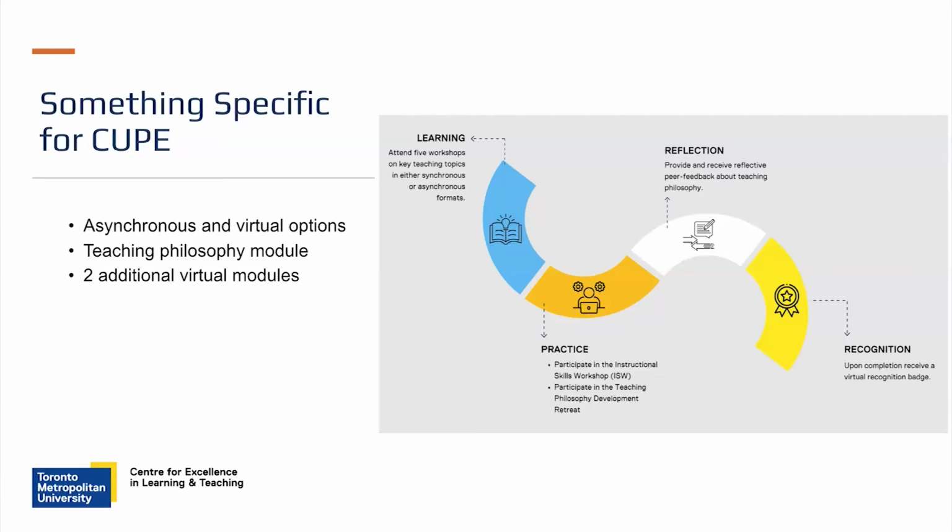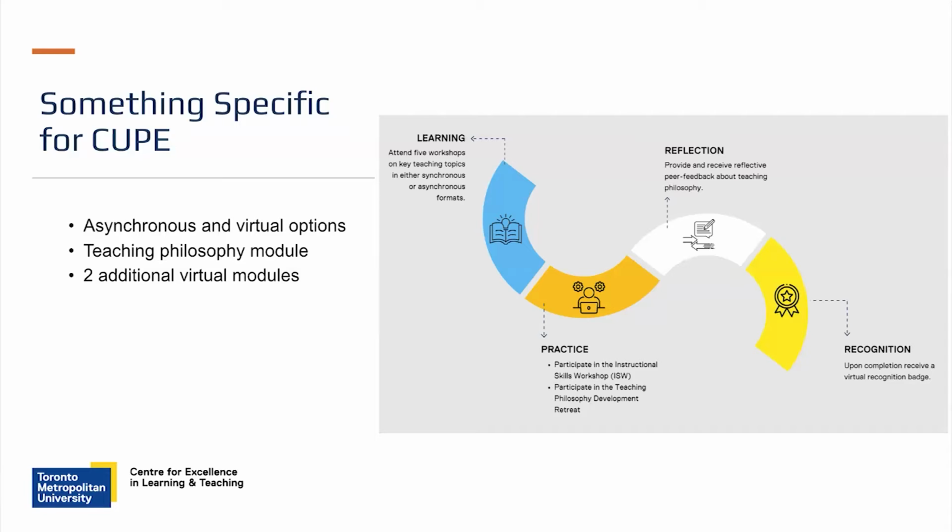The first is, as Jenny spoke about earlier, attending 5 workshops in key topics, the ones that Jenny spoke to earlier, and these can be synchronous or asynchronous. So you can definitely come to our live in-person workshops or live virtual workshops. It doesn't matter, but know that they are offered for you.